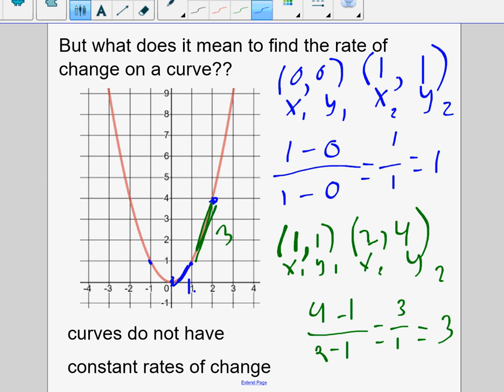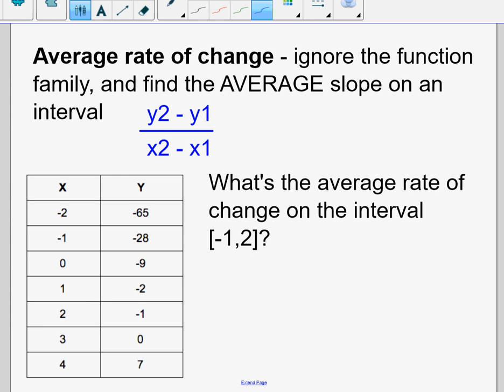So because of that, it wouldn't make any sense to look at this parabola and say, oh, well, the slope of the parabola is 3, or the rate of change of the parabola is 3. No, the rate of change is not going to be the same. It's going to depend on what piece of the graph you are focusing on. And so we talk about the average rate of change, which means that we are going to ignore the curves that we have and just find the average slope on a given interval.